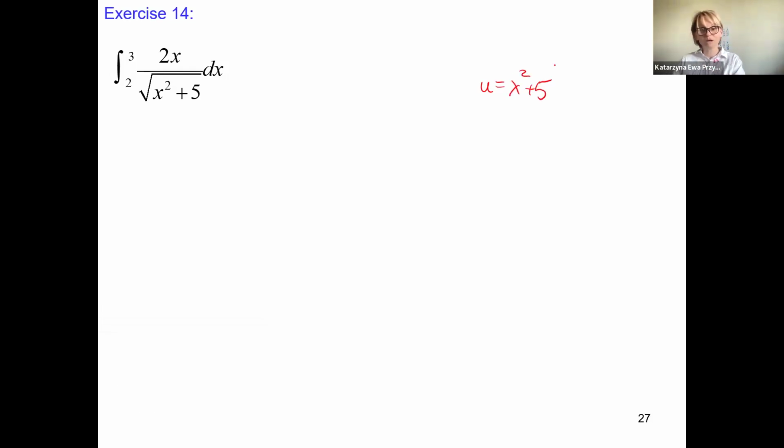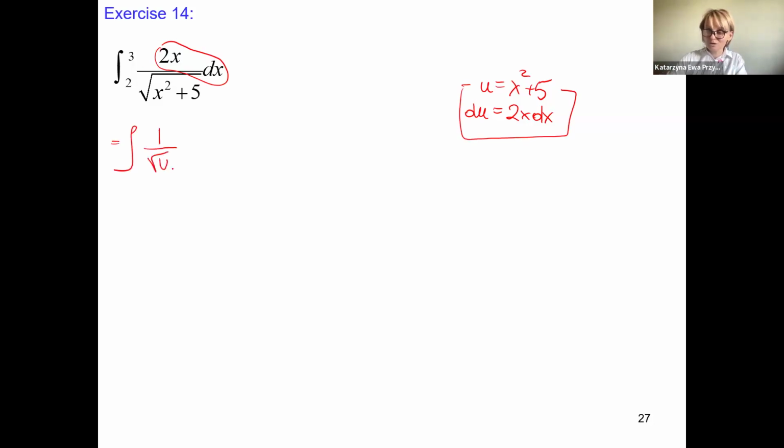plus 5. We will let u be x squared plus 5. The derivative: du is the derivative of x squared plus 5, which is 2x dx. Actually perfect. That expression, 2x dx, can be replaced with du. We don't have to play with any coefficient. That means this is 1 over the square root of u, and this is just du. That's it. 2x dx is du.